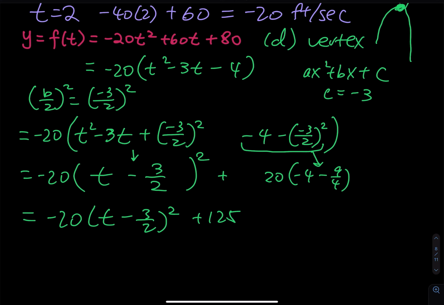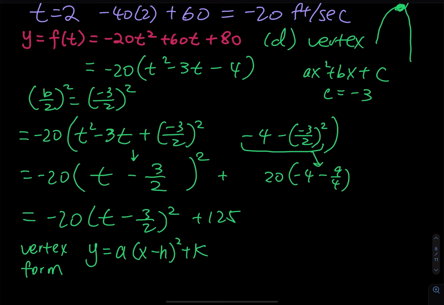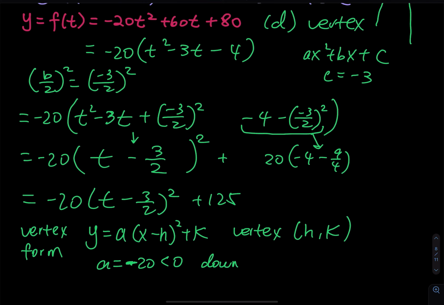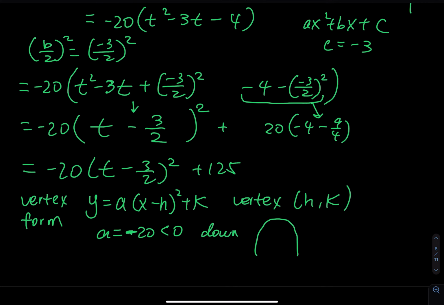Okay, so for a parabola, there is a vertex form. So vertex form of a parabola is y equals a times x minus h, squared, plus k, and then the vertex is at h comma k. a is negative, so a equals negative 20. That means the function opens downward, like an upside down parabola. And then what is your h? The h comma k, the h is equal to 3 over 2. k is equal to 125.